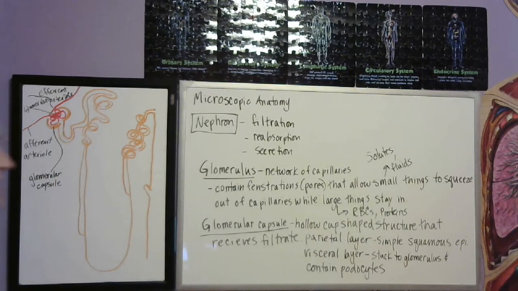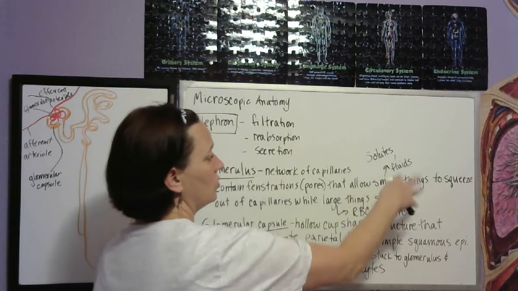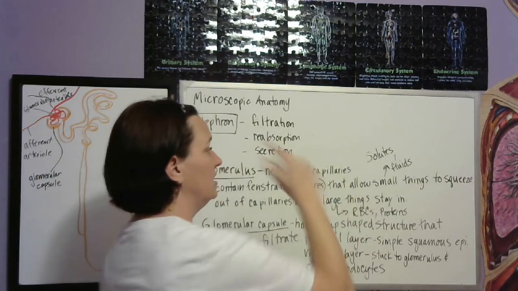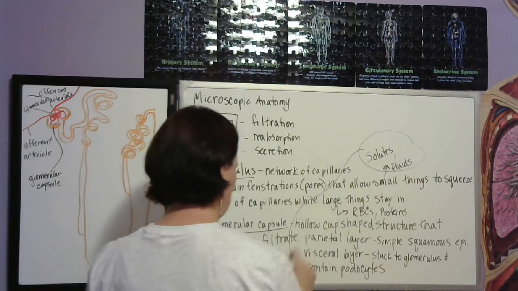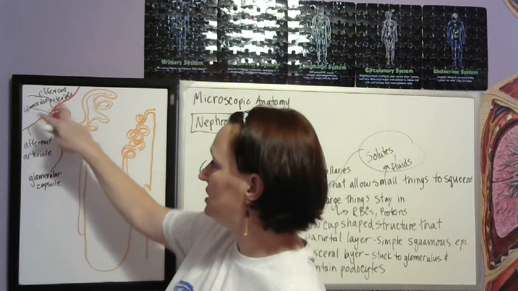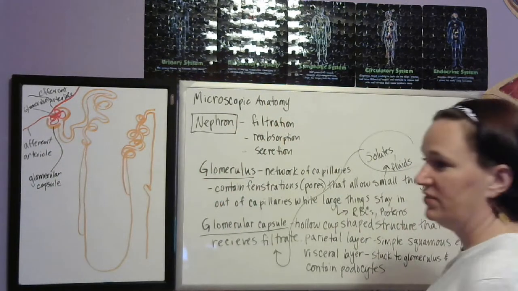Okay, so it's going to receive the filtrate. What is the filtrate? That is all the small things that went through the filter. Anything that goes through the capillaries into the glomerular cup is going to come down, and now it's going to be filtrate.